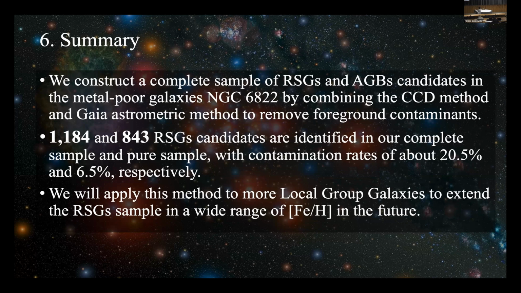1,184 and 843 RSG candidates are identified in our complete sample and the pure sample, with contamination rates of about 20.5% and 6.5% respectively. We will apply this method to more Local Group galaxies to extend the RSG sample across a wide range of metallicity. It's important for us in the future.